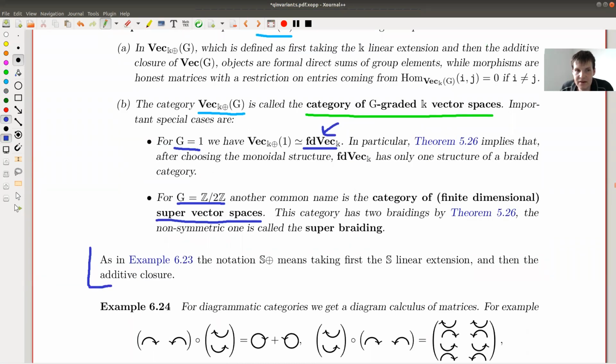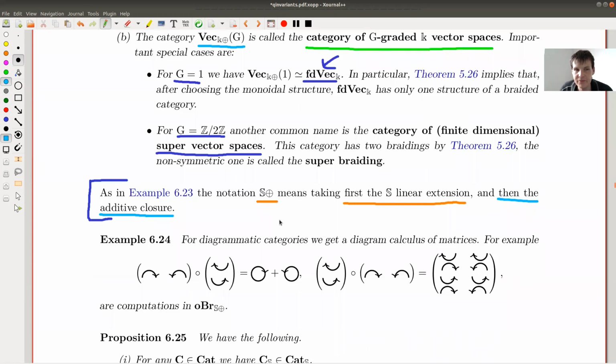And the corresponding notion here is S direct sum, that's the one I will use very often. S direct sum means first linear and then additive. First linear, then additive, right? And if this was too quick for you, the only example you need to understand is this one.